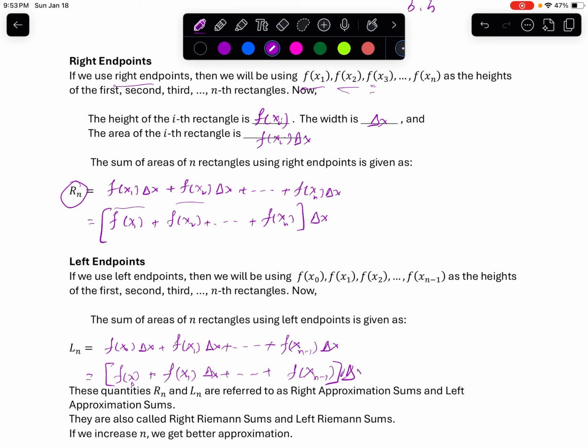Okay, so now comes that summation notation. Can you see, I can write this as summation of f of, so what is changing? x is not changing, the index is changing, the index of the x. So we can write x sub k, k is going from 1 to n. And wait a minute, we are forgetting delta x.